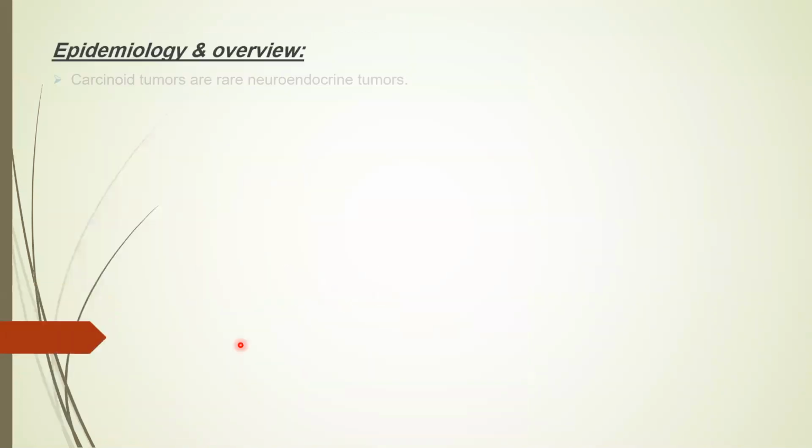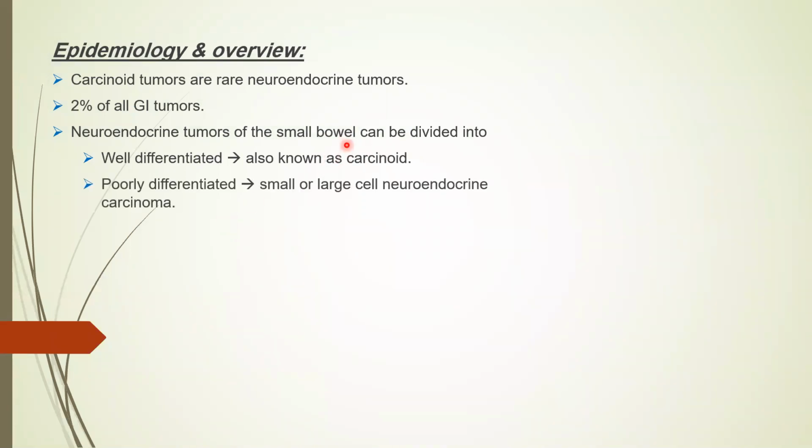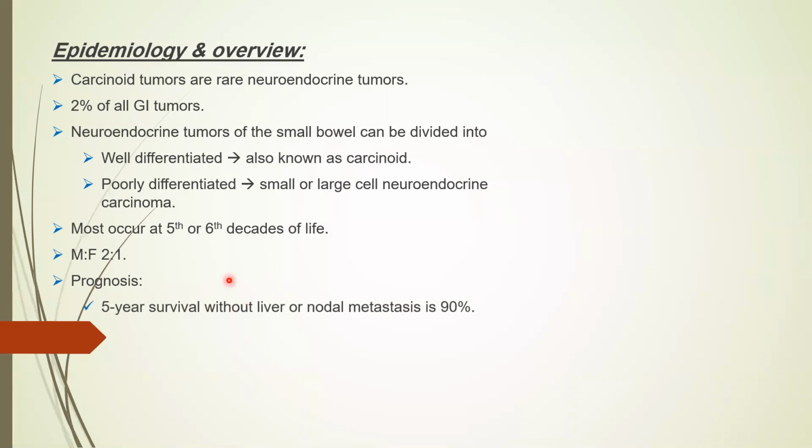And now the carcinoid tumor. It is rare. It is 2% of all GI tumors and can be divided into well-differentiated, known as carcinoid, and poorly differentiated, known as small or large cell neuroendocrine carcinoma. It's common in the 5th or 6th decade, more common in males. The prognosis is generally good in patients without liver or nodal metastasis. The 5-year survival is 90%, and in those with metastasis, 50%.